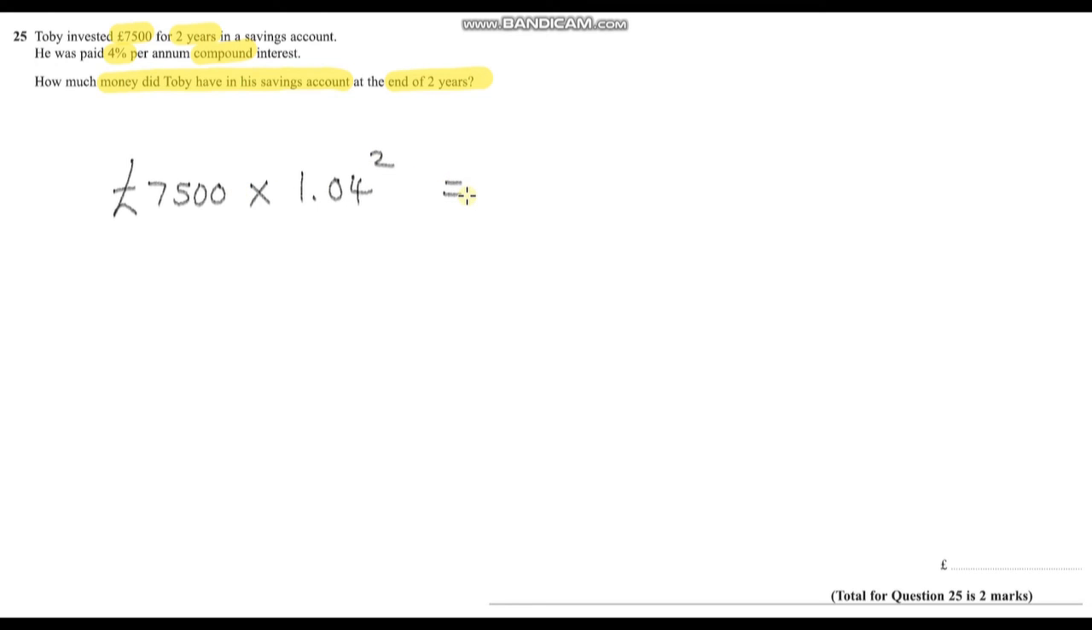So we just need to type this into a calculator. So 7,500 times 1.04 squared, and that gives us £8,112. And that is our answer, because it says how much money did he have in his savings account. Well, this is the amount of money he's now got. So it's £8,112.